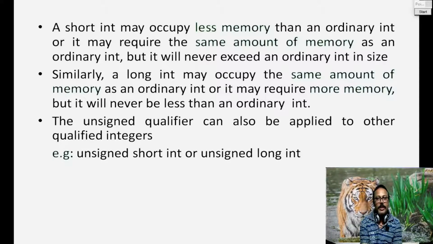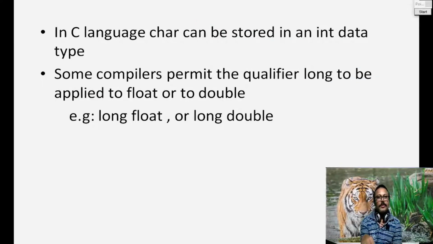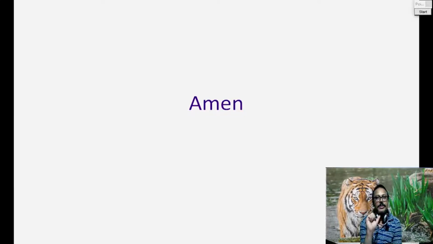The unsigned qualifier can also be applied to other qualified integers. If you want, you can use it. In C language, char can be stored in an int data type. That point please note down. That is permitted in C language. Some compilers permit the qualifier long to be applied to float and double also. They write long float, long double. So these things please try to remember.